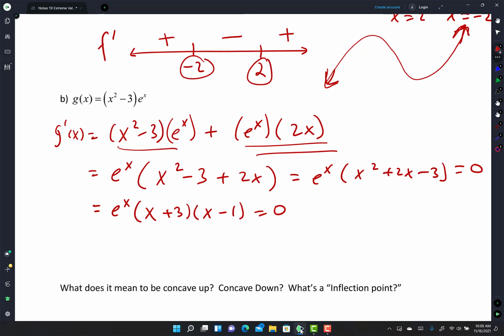And then we just find our x values, right? X equals negative 3, x equals 1. Those are critical points. Those are candidates for max and mins. They're not always max and mins. Are we still okay? Yeah.